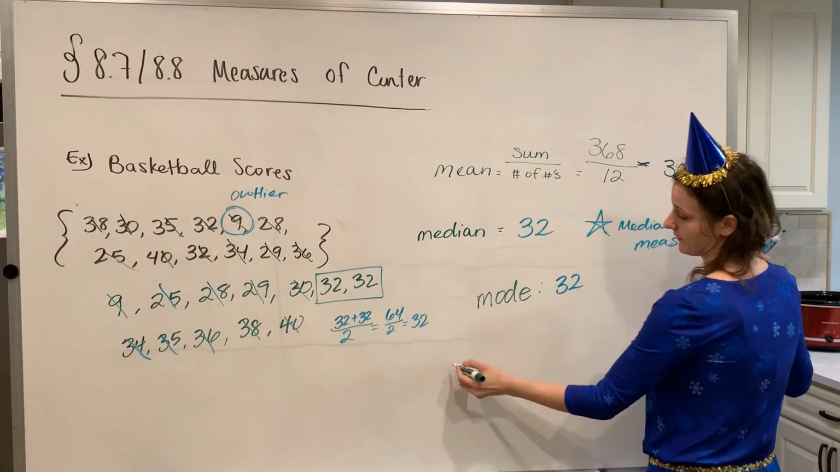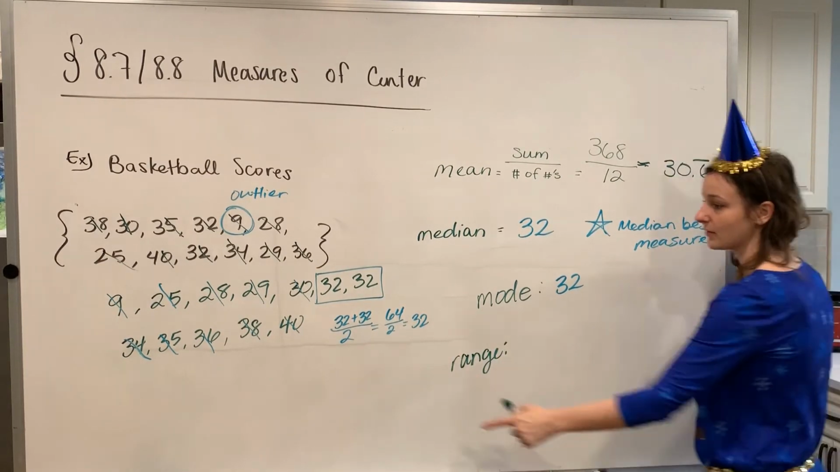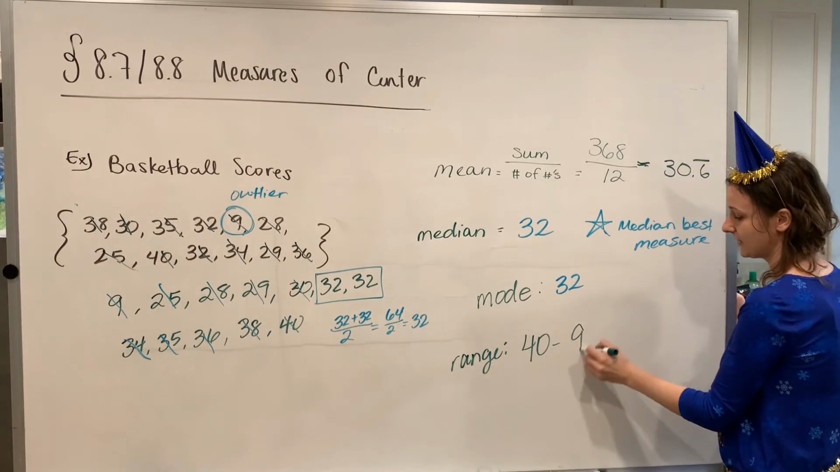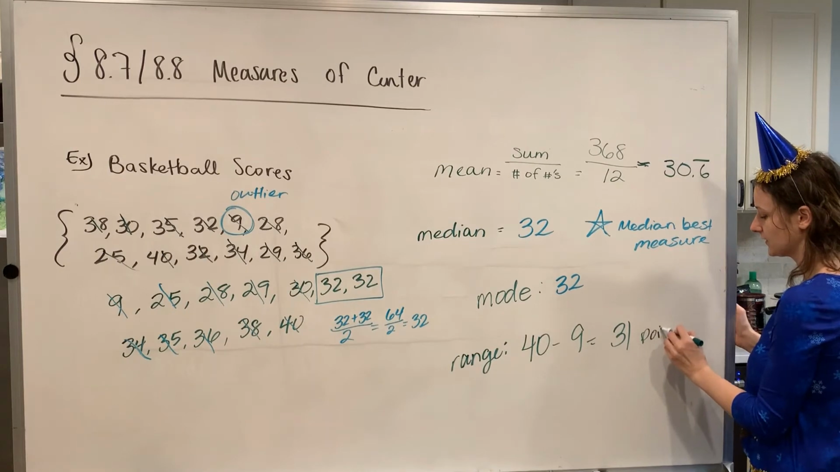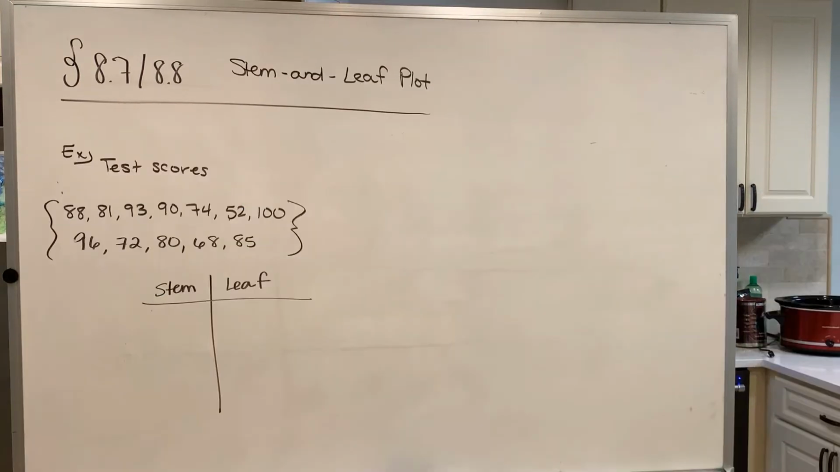And the last thing is we forgot to find the range. And the range is simple. You just take the largest number, which is 40, and subtract the smallest number, which was 9. And so the range is a total of 31 points. And that's how you find the measures of center.